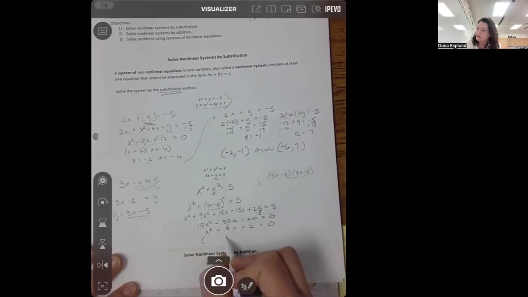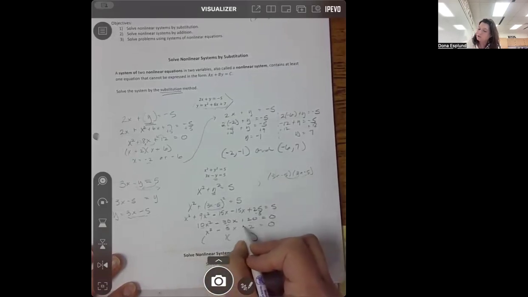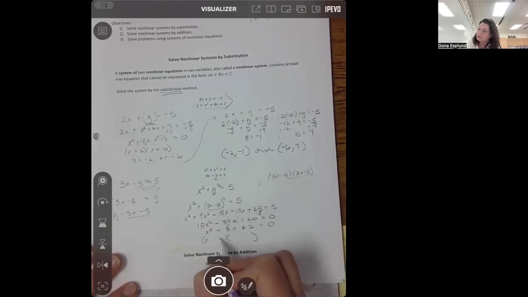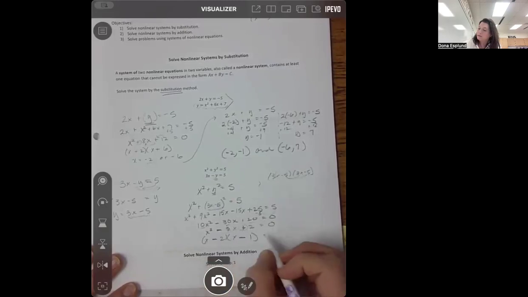And now I'm going to factor. So I'm going to say factors of 2 that add up to 3. Well, you probably would guess 2 and 1. And notice since we're adding them, this sign is negative, that means both of these are negative. And so my last step for x, I'm going to say x is going to equal 2 or 1.